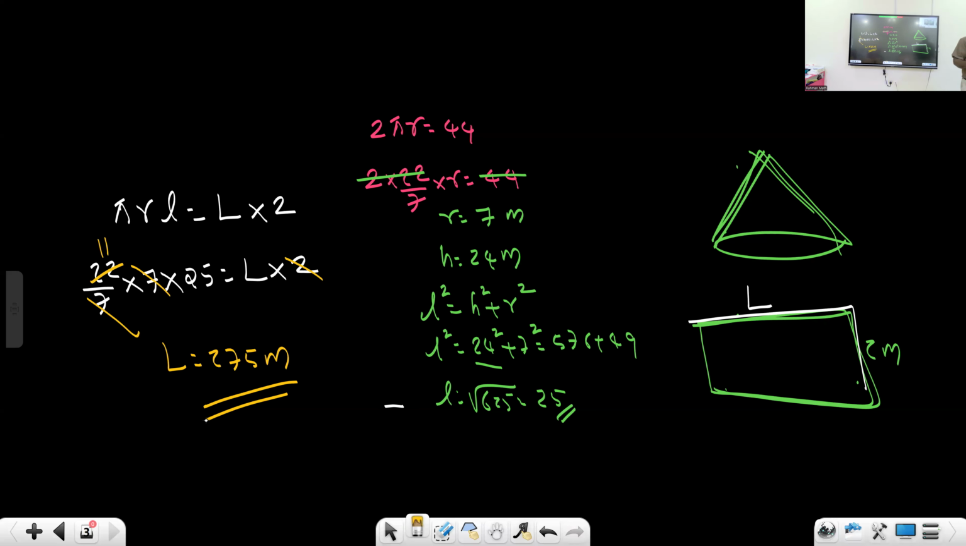Next, question number 12. Circus tent is in the shape of a cylinder surmounted by a conical top.